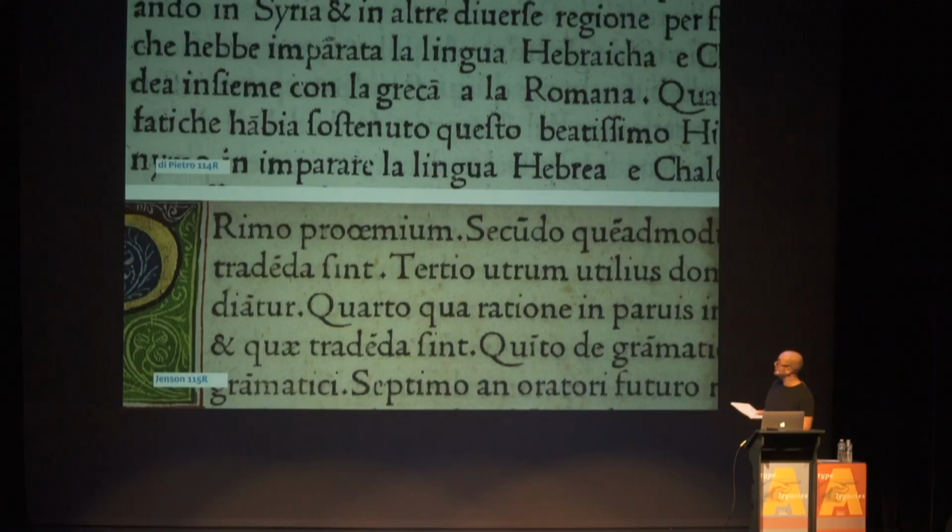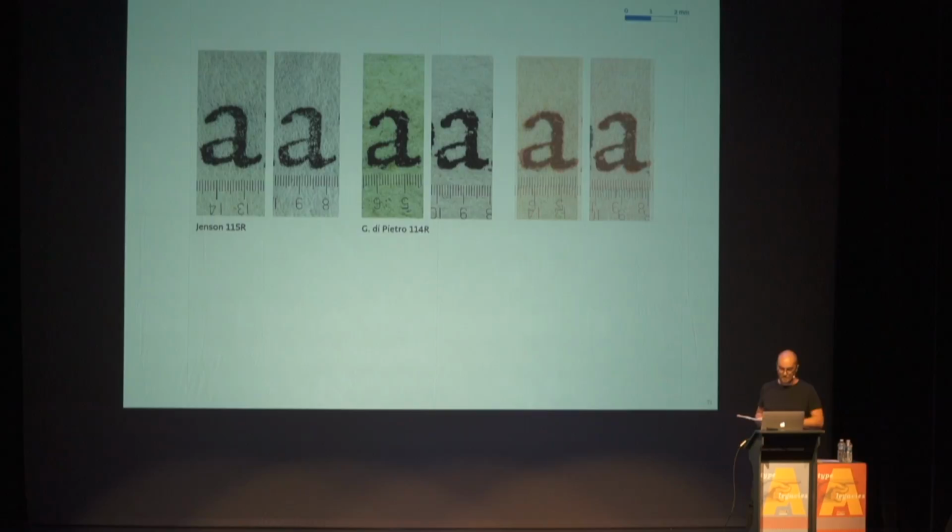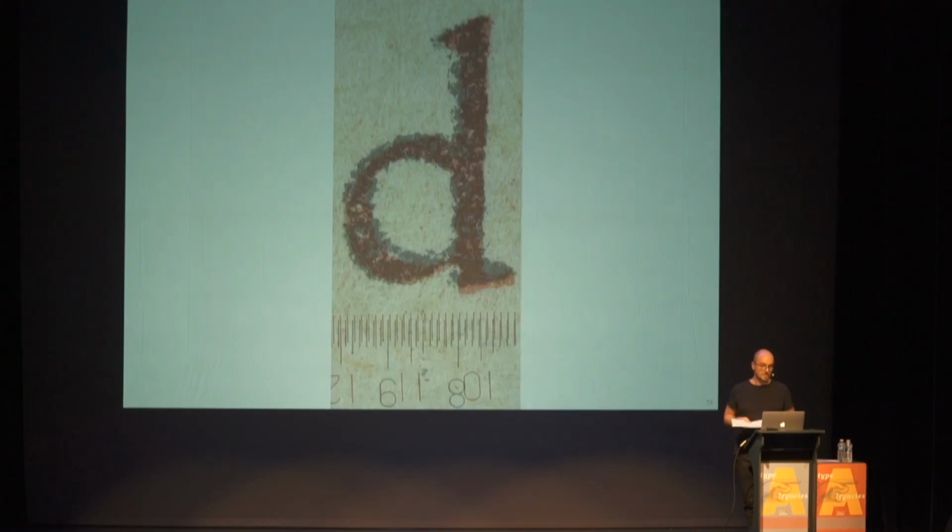So if we compare letters, we find that most of the lowercase don't give a clear result, as you can see from this a. It seems that the structures of the letters are the same, but there are some very small differences that make it doubtful. When we look at d, we start finding differences in the structure. Not much about the arches, but Jenson's d in the bowl is lighter. Jenson is the red one. But in the lower serif, you can see that Jenson's lower serif is deeper, exceeds the baseline more. And this is probably a structural difference.